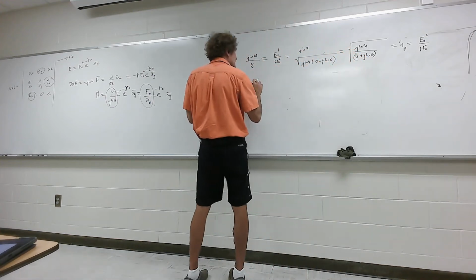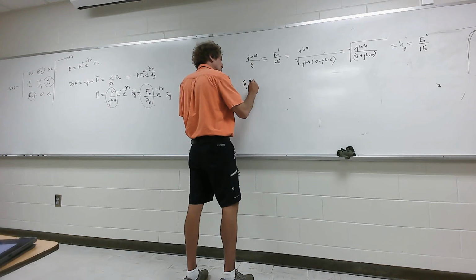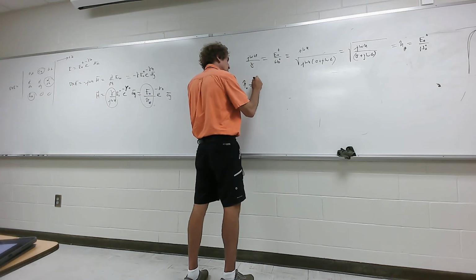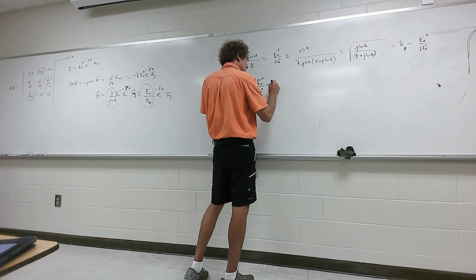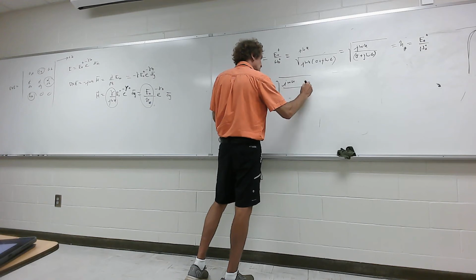Let me just state this again. Eta naught, or the intrinsic impedance of the media, is equal to the ratio of E naught plus over H naught plus, which is equal to the square root of j omega mu over sigma plus j omega epsilon.